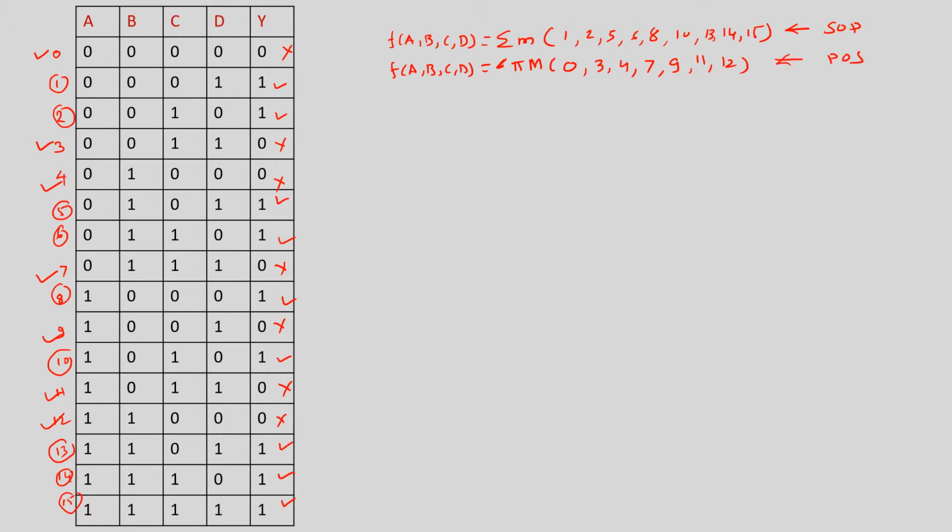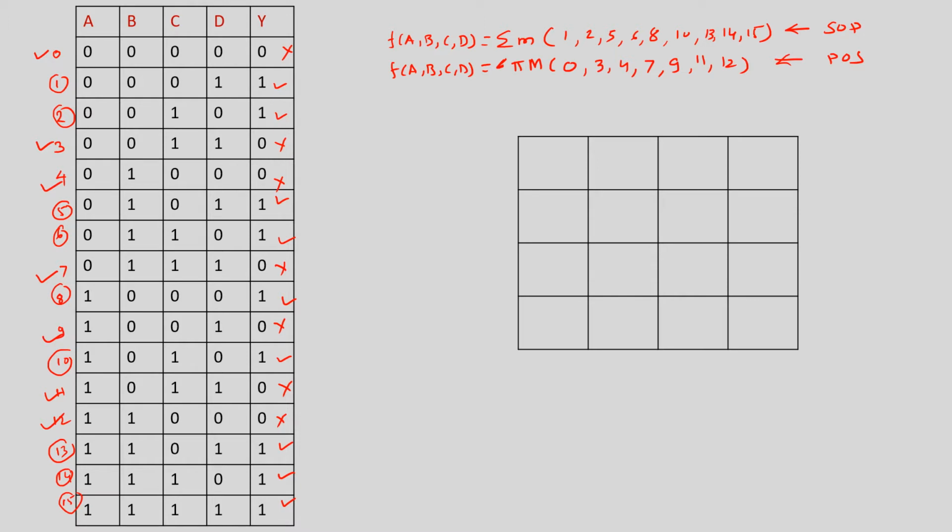Now let us see how to fill the 4 variable K-map. Now here I will be having variables AB, here it will be CD. We know the sequence, that is the gray code: 0 0, 0 1, 1 1, 1 0. Here again 0 0, 0 1, 1 1 and 1 0.